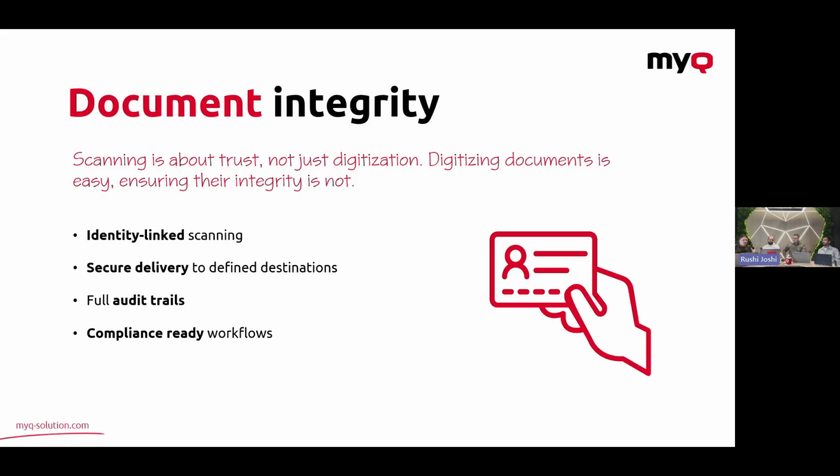The environments are nowadays not centralized, but you need to try to have some oversight and overview over what's happening in the whole ecosystem, wherever the data is, wherever the users are. So this is one of the key points where MyQ helps. And regarding document integrity, the first step after authentication is to tie the document to the person. The identity must be clear. There must be clear ownership of the document.